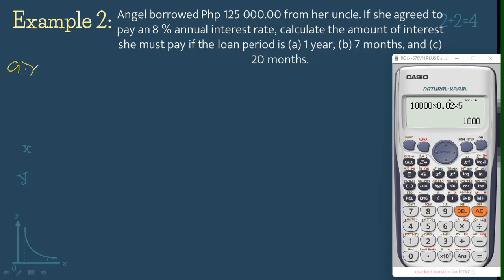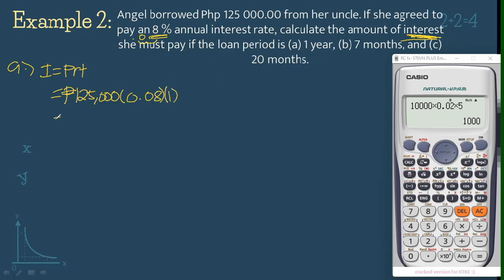Sabi dito, calculate the amount of interest. So I is equal to PRT kasi po interest lang naman po yung hinahanap sa atin. And yung principal po natin is 125,000 times what is our R? That is 8 po. So we have 0.08 kasi po magmumove lang po tayo ng 2 decimal places to the left. So that will give us 0.08 times what is our time. So 1 year. So 1 lang po siya.